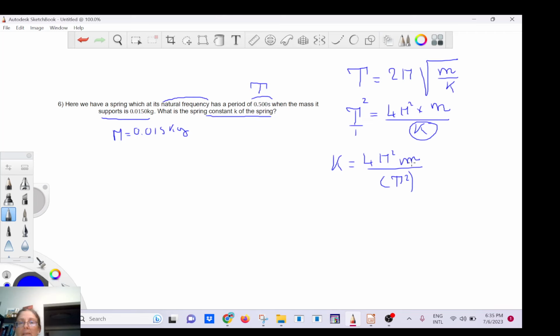So the period is 0.5, squared. So k equals 4 pi squared times the mass, 0.015, over 0.5 squared. So k is, I think, 2.4 Newton per meter. So that's an easy application.